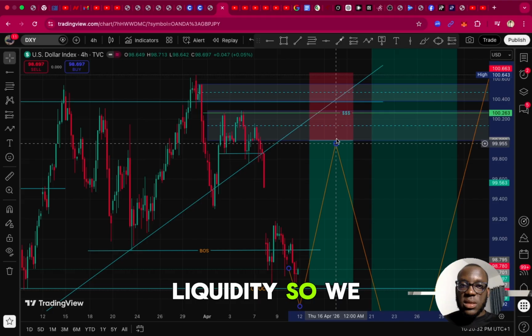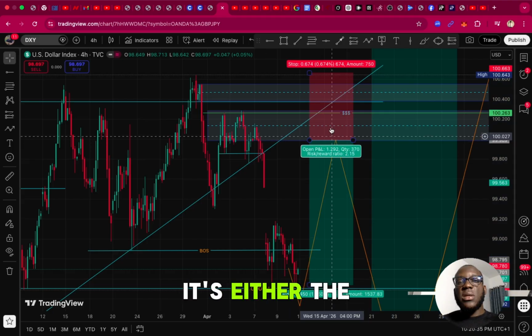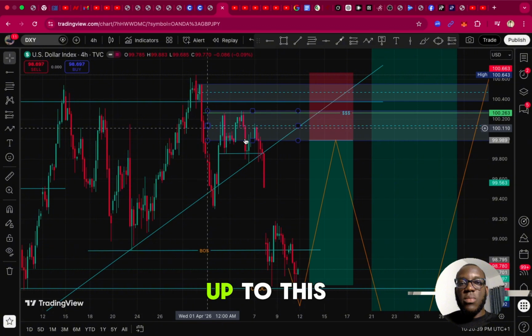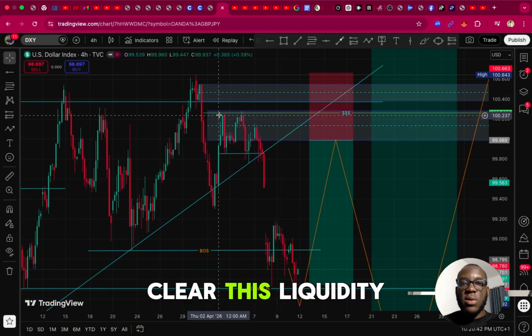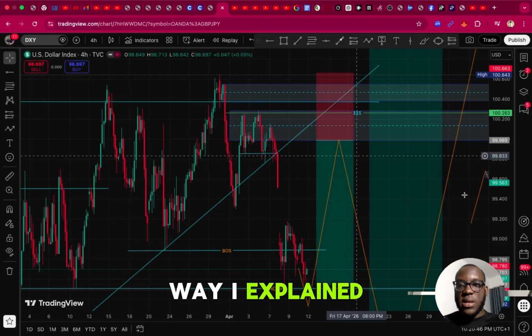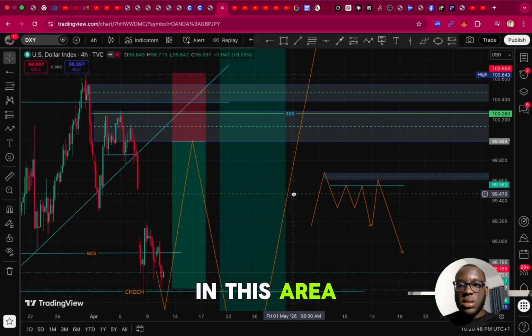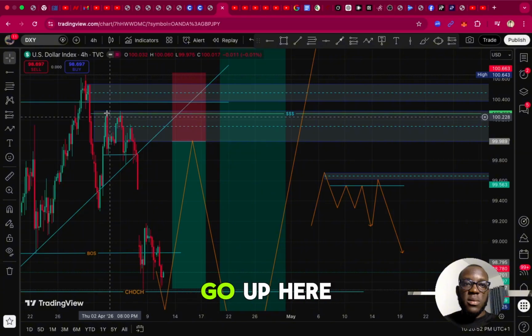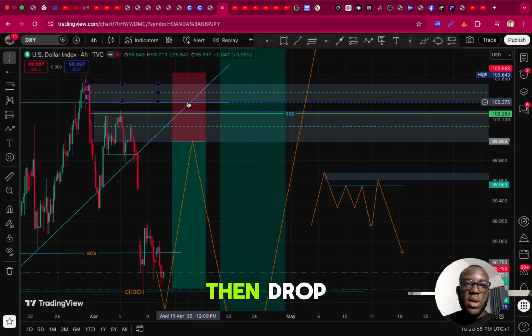So we have two options. It's either the market comes into this point of interest, or it moves up to this point in order to clear this liquidity, just like the way I explained in this area. This is likely gonna happen. Clear this liquidity, go up here and tap in here, then drop.